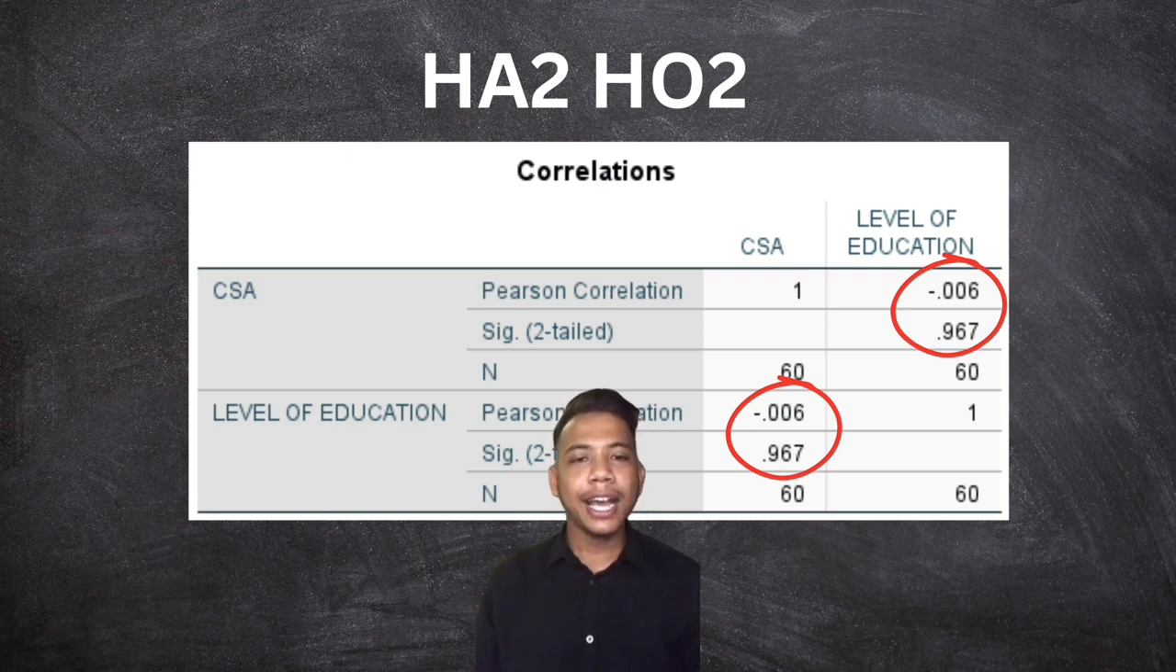As you can see, a correlation of negative 0.006 suggests a very weak negative relationship between competitive state anxiety and level of education. The significance value is 0.967, which is greater than 0.05, so we fail to reject the null hypothesis. Therefore, there is no significant relationship between competitive state anxiety and education level. In other words, the analysis did not find evidence to support the alternative hypothesis.